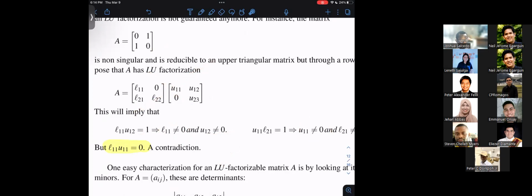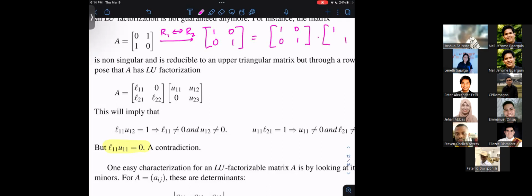Okay. But if we do the row interchange, here if I interchange row 1 and row 2, I'm going to get 1, 0, 0, 1, which is the identity matrix. But this is just 1, 0, 0, 1 times 1, 1, 0, 0. Identity times itself. This is lower triangular. This is upper triangular. But this is not the matrix A.